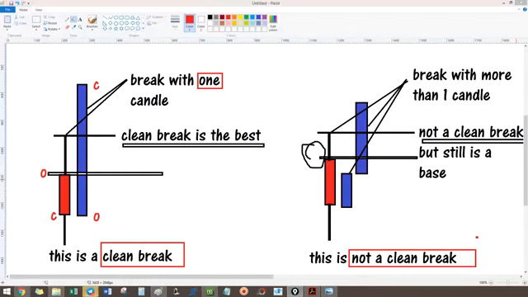Let me write this down. This one starts here, open. Oh, I'm new on using this software. Wait a moment. Okay, open, close, and then open your candle. Open, and then close here. This one is open here. Close, open, close, open, close.